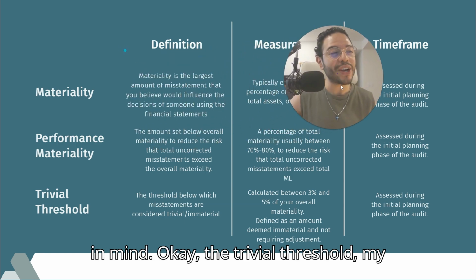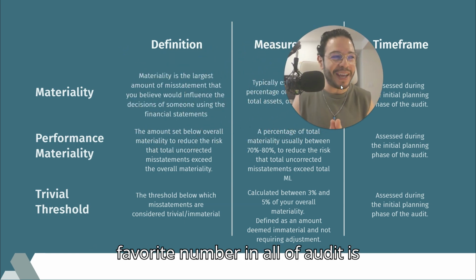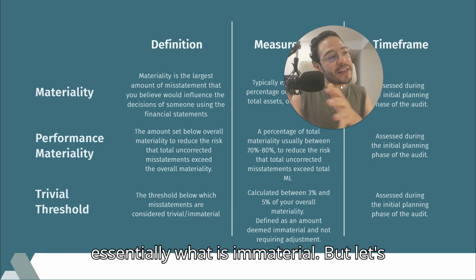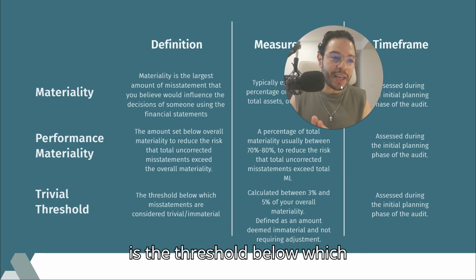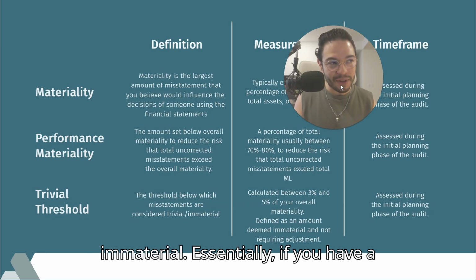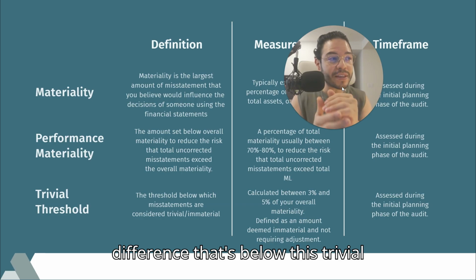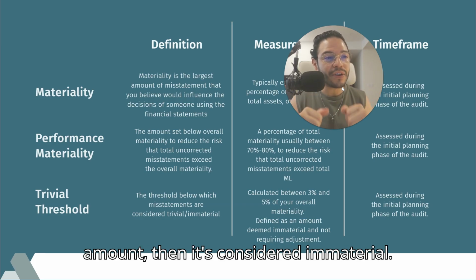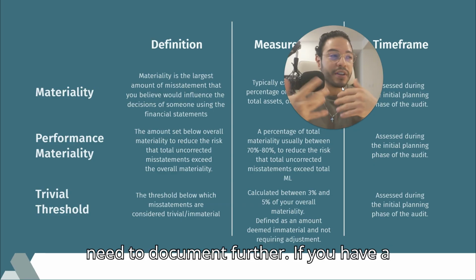Okay, the trivial threshold, my favorite number in all of audit, is essentially what is immaterial. But let's go read the definition. The definition is the threshold below which misstatements are considered trivial or immaterial. Essentially, if you have a difference that's below this trivial amount, then it's considered immaterial. You don't have to look into it. You don't need to document further.